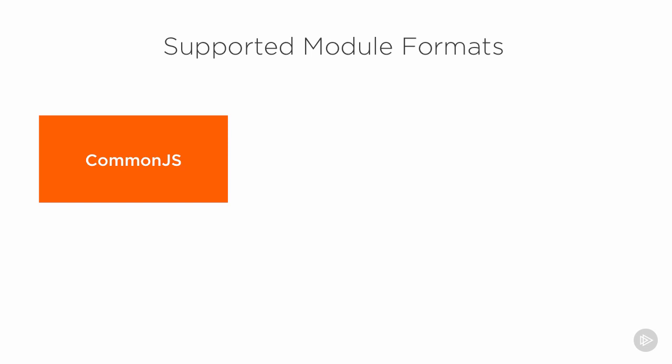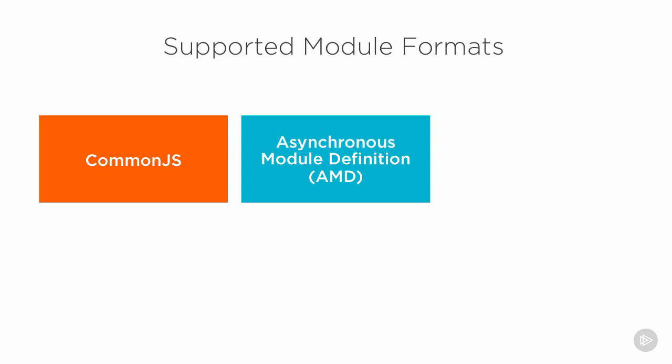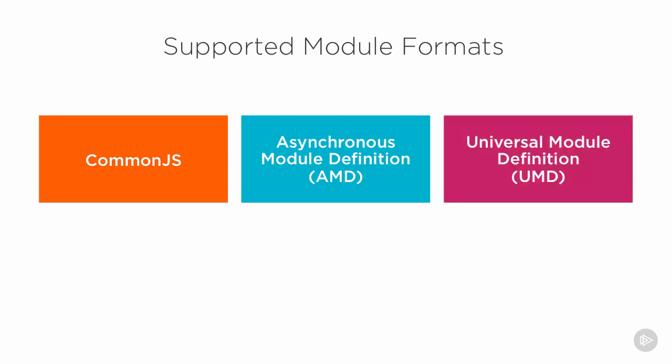A popular module format for browser apps is the asynchronous module definition format, which is usually just abbreviated AMD. This format is often used in conjunction with the require.js module loader. TypeScript can also output to the universal module definition format. This format combines the CommonJS and the AMD formats. JavaScript produced in the UMD format can be loaded by both Node and loaders that support the AMD format.